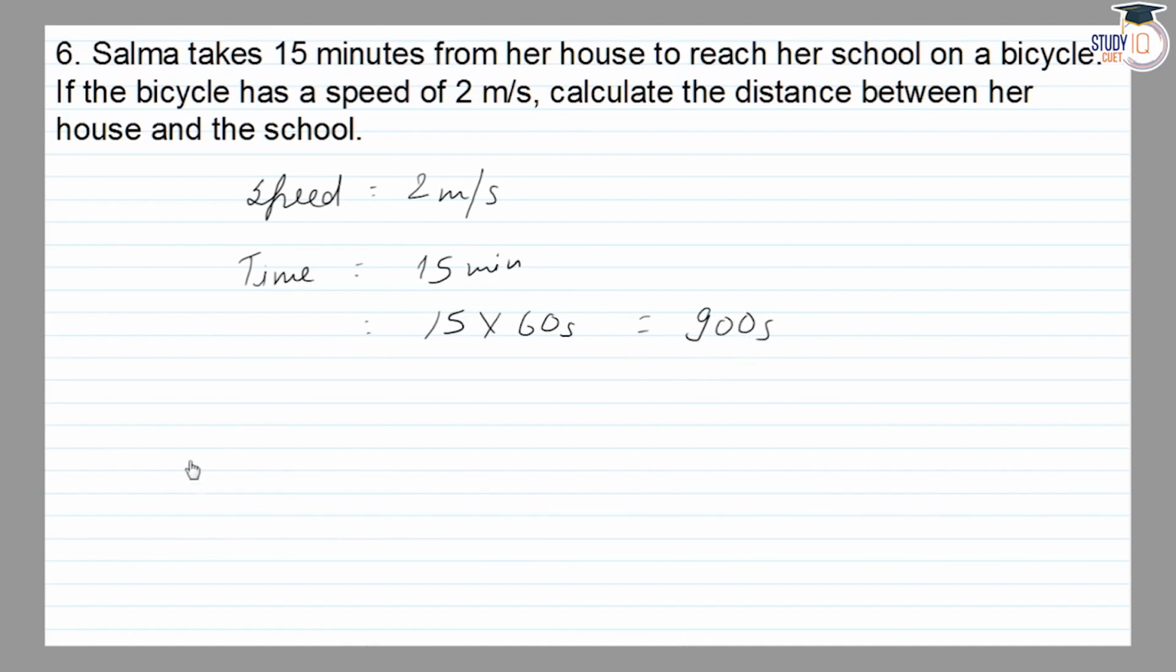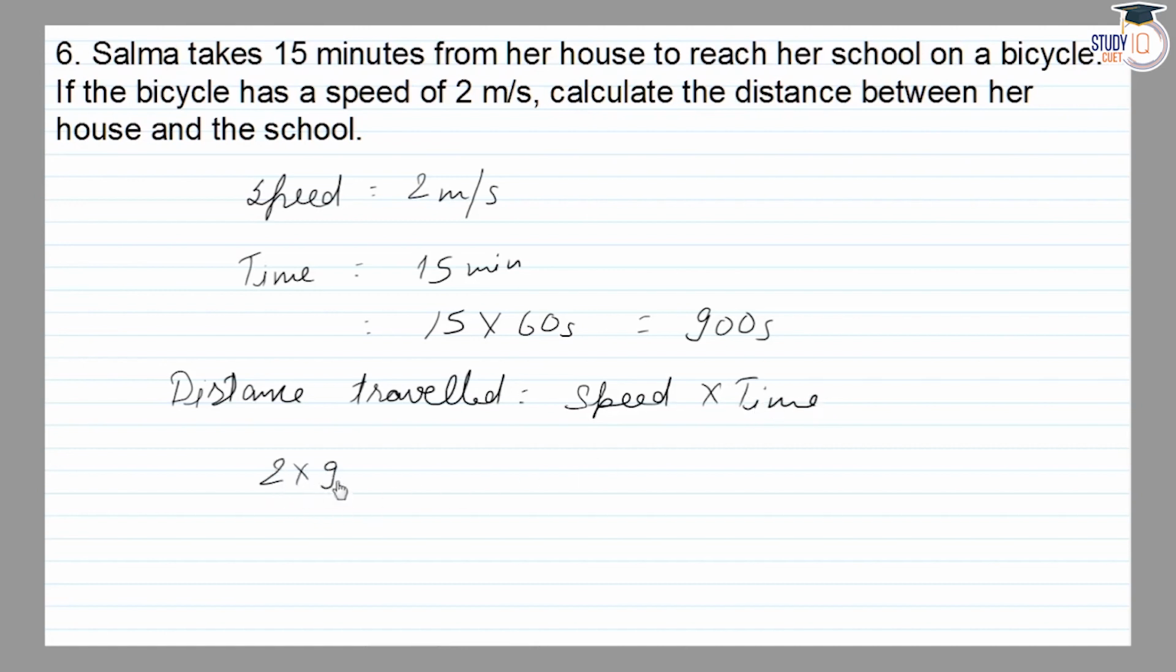It's 900 seconds. तो उसके बाद हमें निकालना है डिस्टेंस ट्रेवल. Distance is speed multiply time. 2 multiply 900 seconds is equal to 1800 minutes, which is 1.8 kilometers.